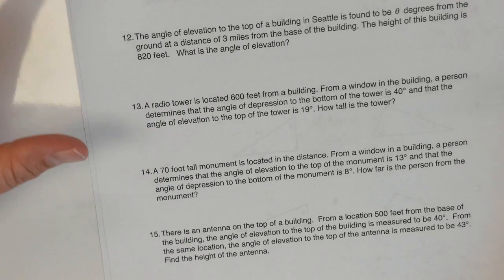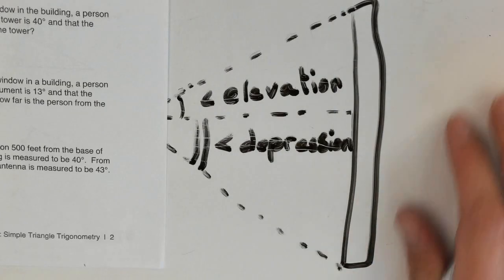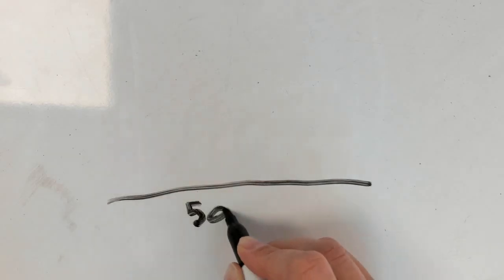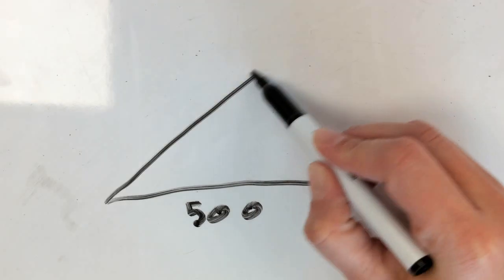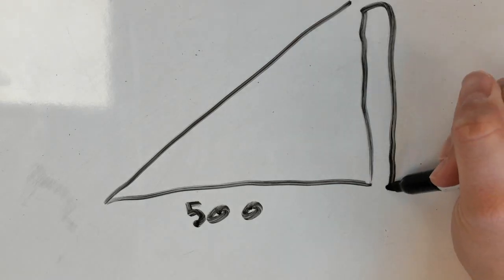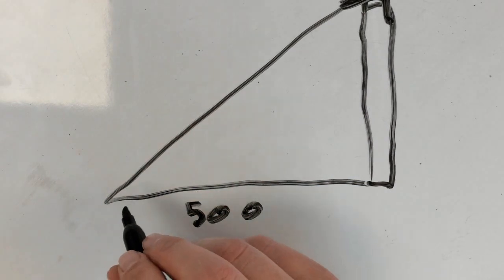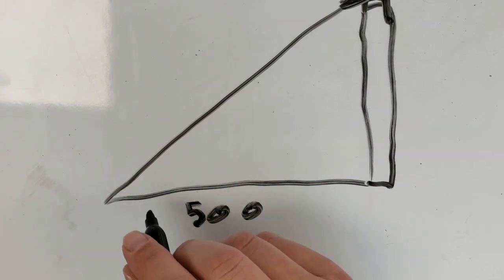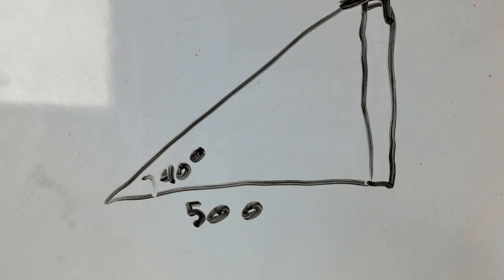And once you get down here to like 14, 15, you're going to have to start using, sometimes, a system of equations essentially. So let me just do one of those for you. There's an antenna on the top of a building. From a location 500 feet away, so we've got this 500 feet away from the base of the building, the angle of elevation to the top is 40. All right, so we've got this building. When I'm looking at the top of it from 500 feet away, the angle of elevation is measured to be 40 degrees.